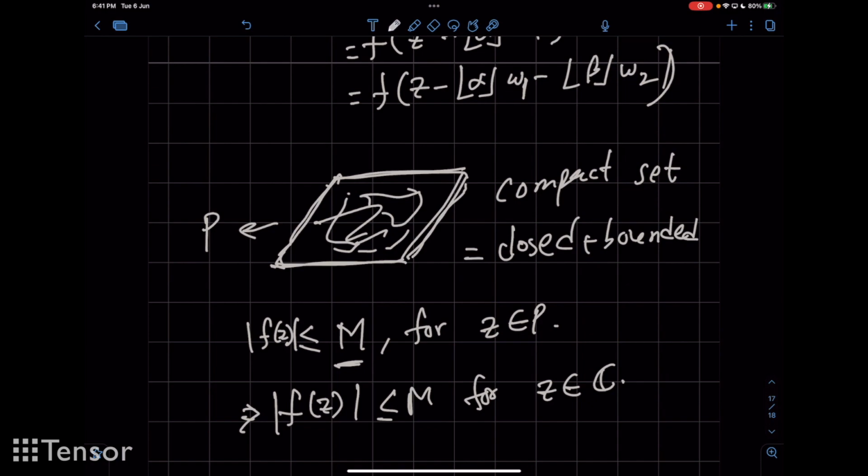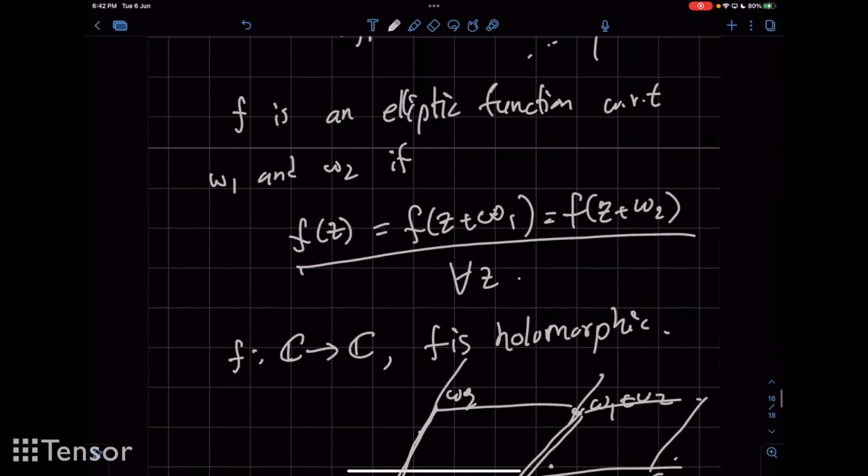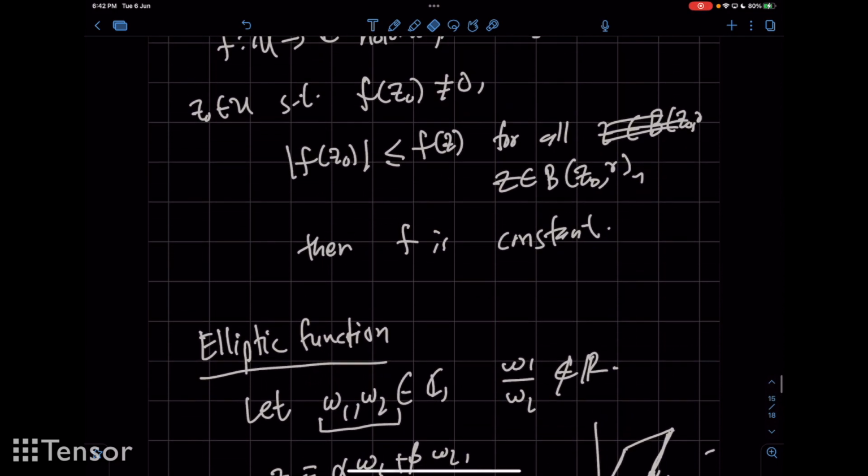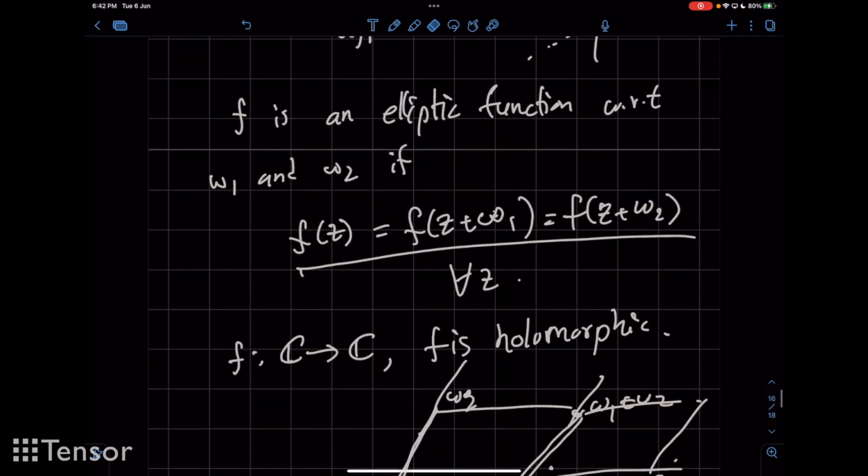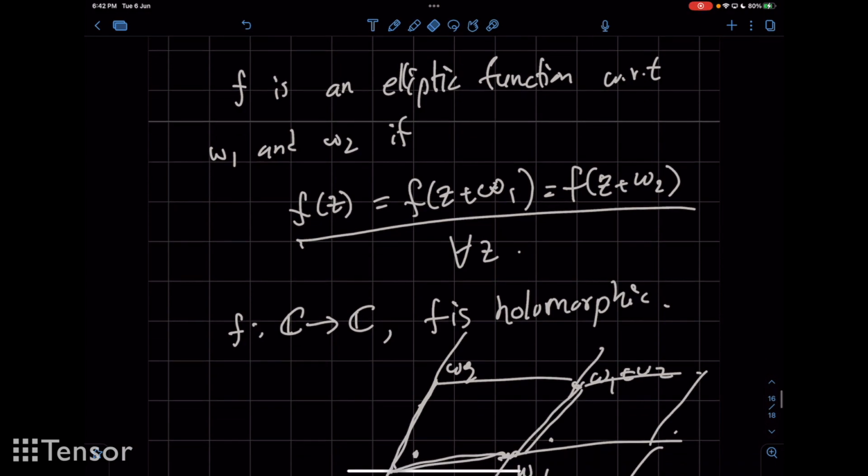Elliptic functions are really interesting for people working in complex geometry or number theory. But we don't have any non-constant nice elliptic functions. So that's why the condition we were requiring earlier, that f is holomorphic, is very strong. We need to weaken this condition a little bit.